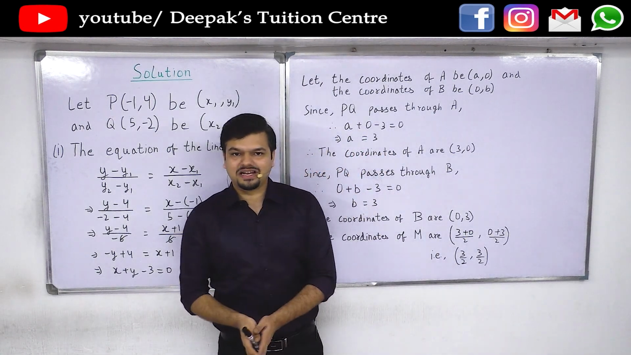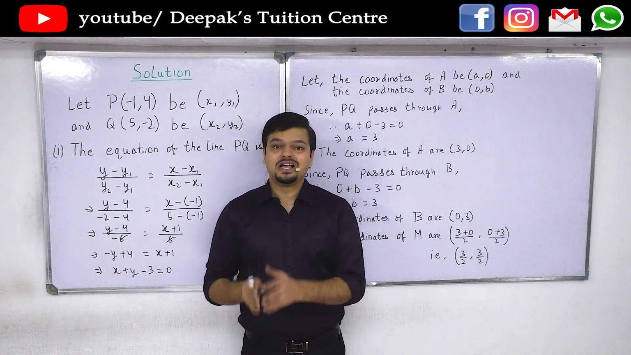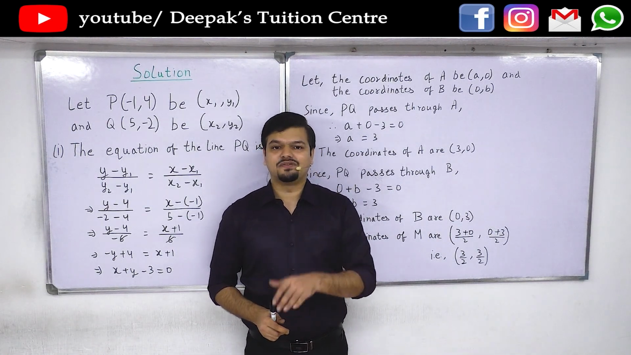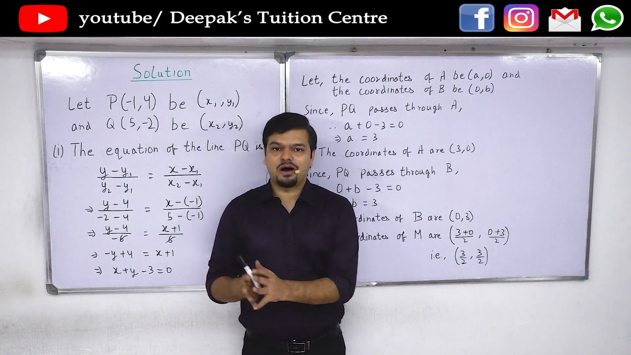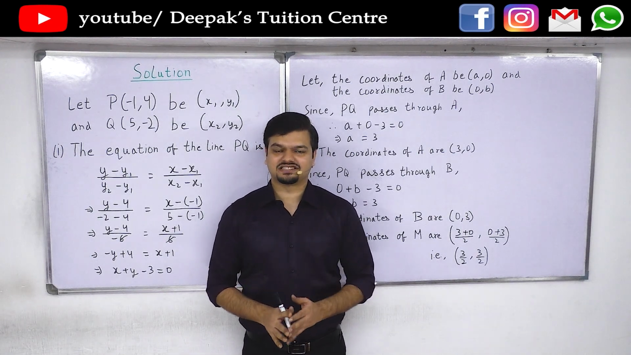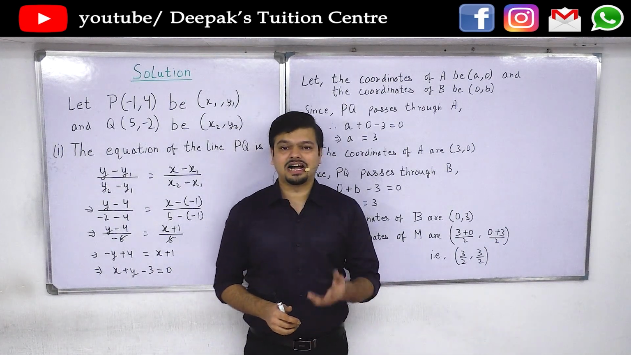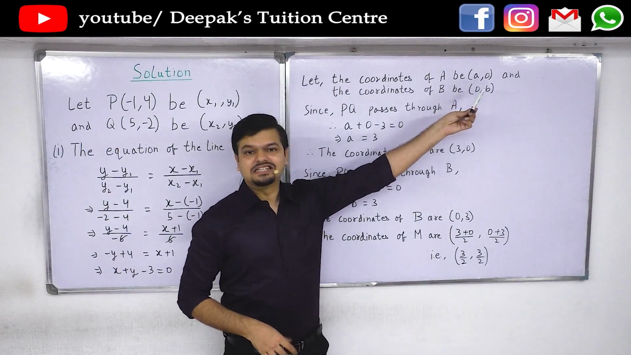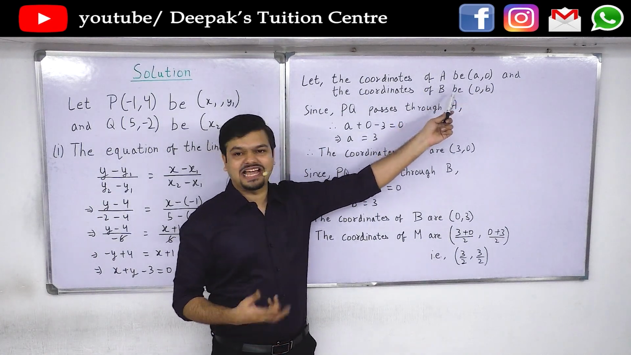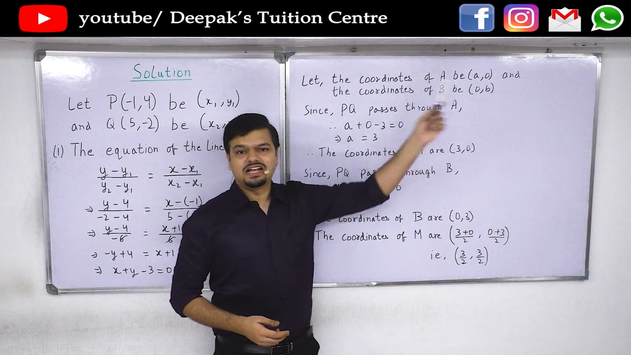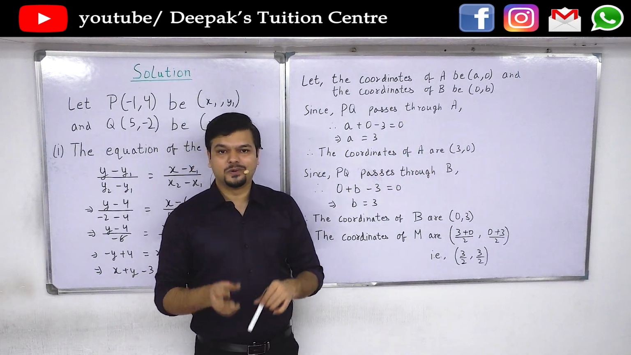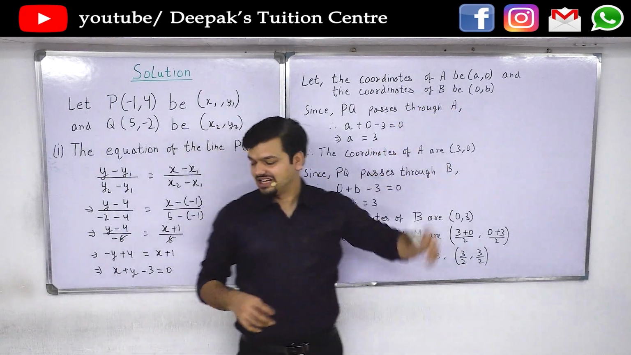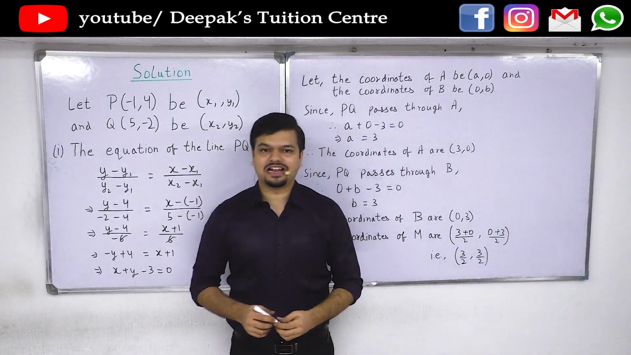In the question we have been informed that the line PQ cuts the coordinate axes at points A and B, both the axes. So we'll consider, let point A be on the x-axis and B on the y-axis. Therefore, any point on the x-axis can be taken as (a, 0). Similarly, any point on the y-axis can be taken as (0, b). So now since the line PQ passes through both points A and B, we can substitute their respective values in the equation and we'll get the values of a and b.